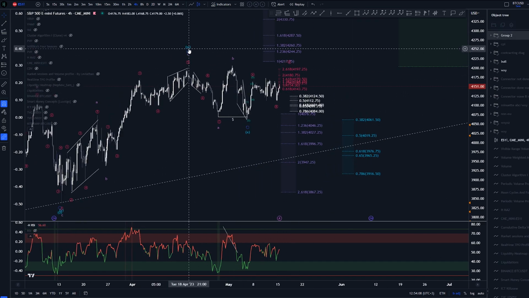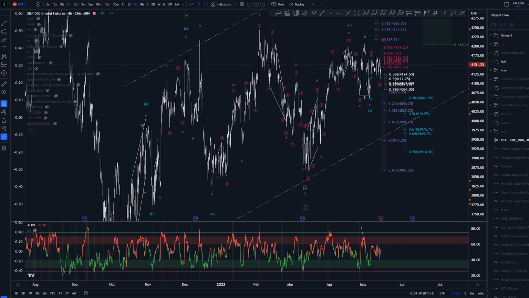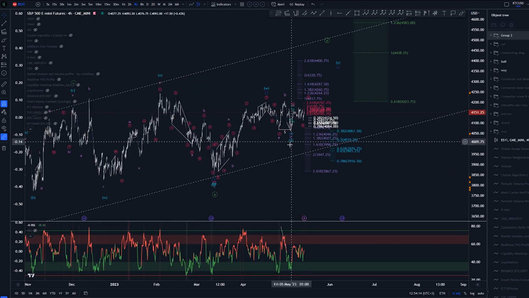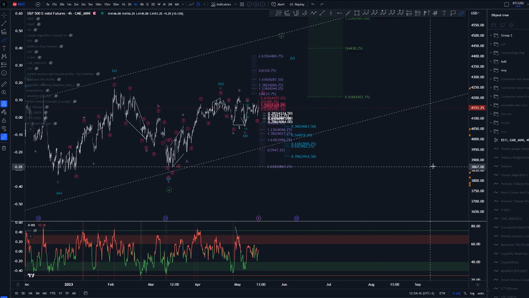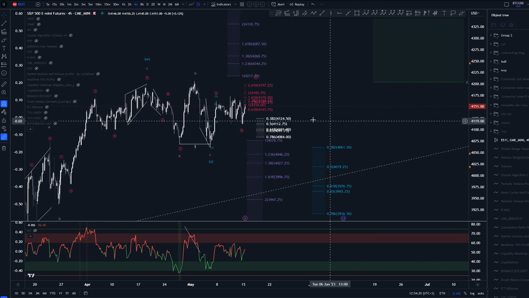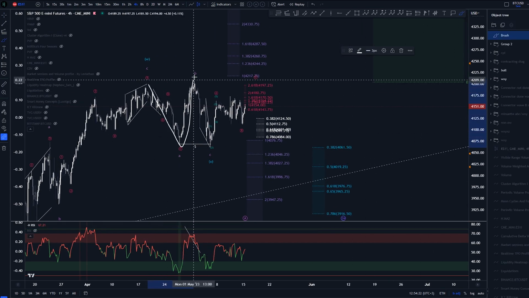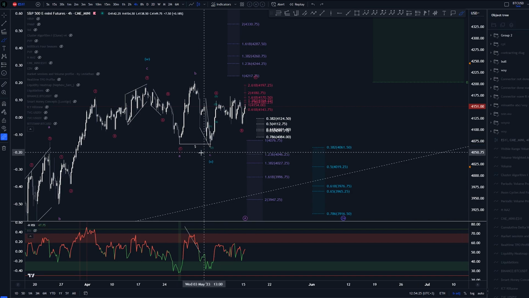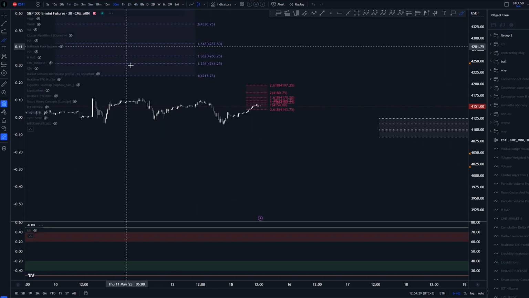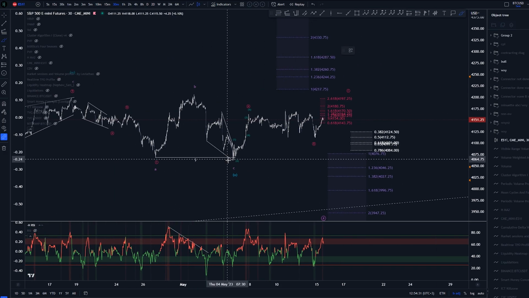This would be for me a wave W. I'm not quite sure if we have completed this wave X yet, but to me there is definitely a good chance for that already. Within that wave X we would have this as an ABC coming down. We took the liquidity from the lows of wave A with the wave C, and then had an impulse wave up from there to the upside.